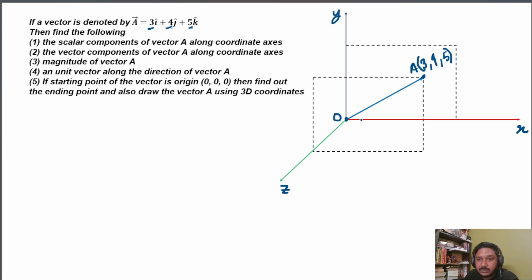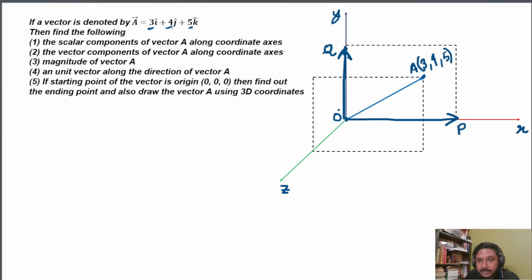Now where will the components be? The first component will be from this O until this point. This will be the vector component. Let us mark it as the point P, OP. Similarly, along y-axis, we will have another vector component, which will be OQ.